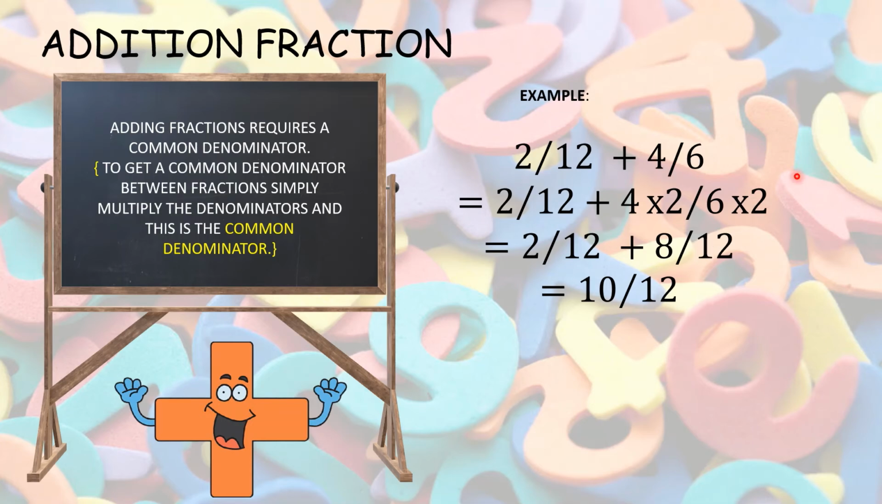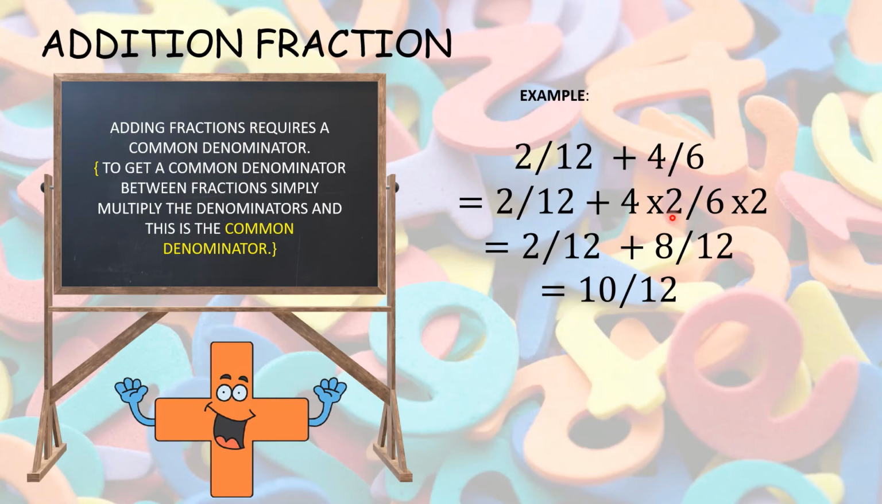So what will you multiply 4 by 6 with so that the denominator becomes 12? 6 goes into 12 two times. So 6 multiplied by 2 will give you 12. And there is one more rule: whenever you have a fraction with a numerator and denominator, whatever you are doing to the denominator, the same thing should be done to your numerator.